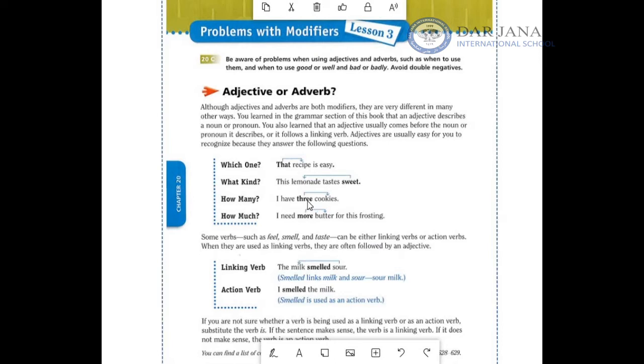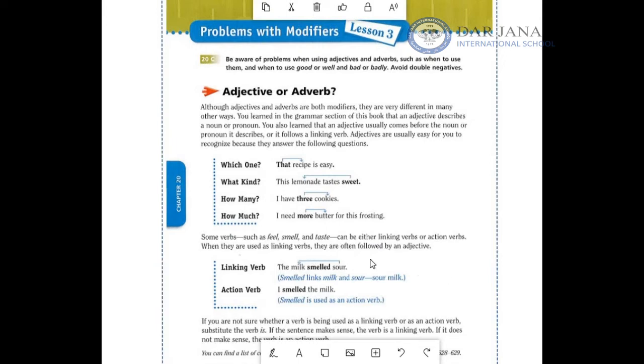The next example tells us how many. Sometimes we have adjectives that tell us how many, like this: "I have 3 cookies." How many cookies? 3. So 3 is the adjective and it modifies the noun cookies. The next example: "I need more butter for this frosting." More is an adjective and it modifies the noun butter, and it tells us how much. So adjectives sometimes answer the question how much, and more is used here before the noun it modifies.